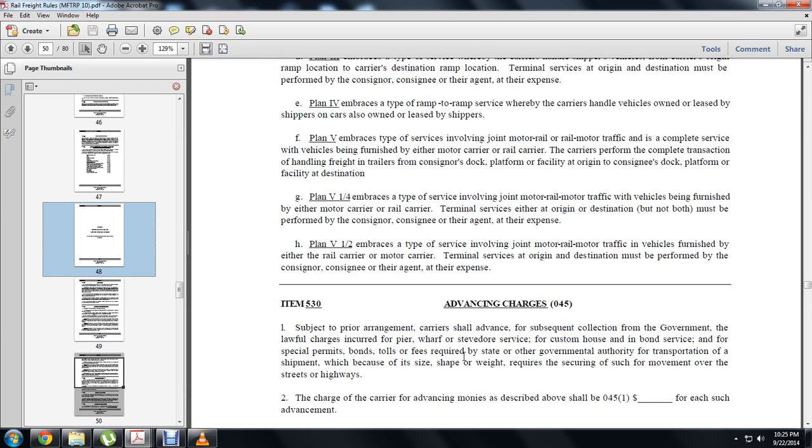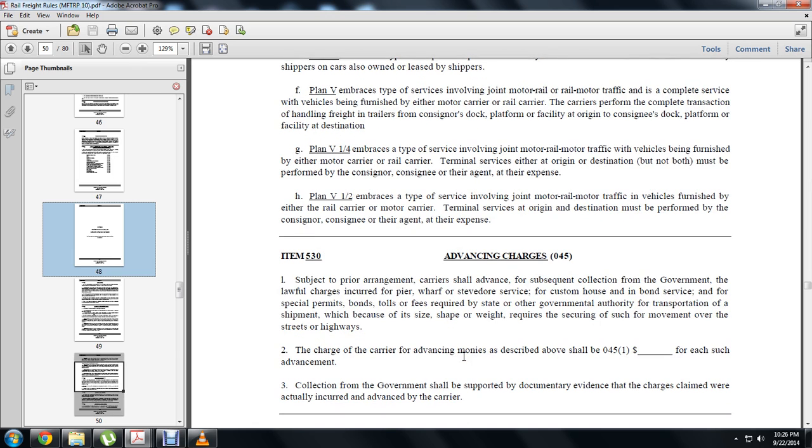The carrier shall advance, with subsequent collection, the government's lawful charges, including pier, wharf, and stevedore door services, customs house and bond services, special permits, bonds, tolls, and fees required by state governmental authority for the transportation of the shipment, which because of its size requires securing permits for the movement over the streets and highways.